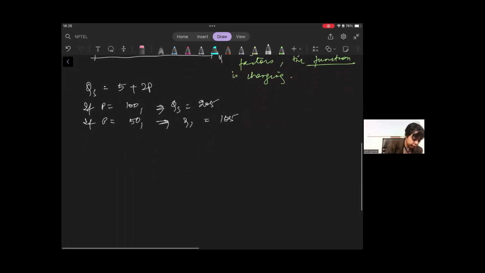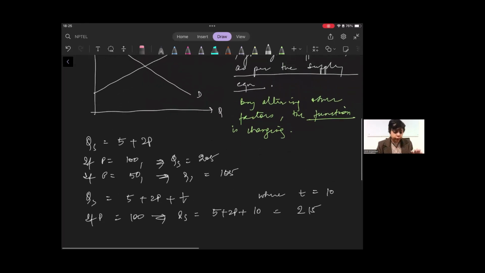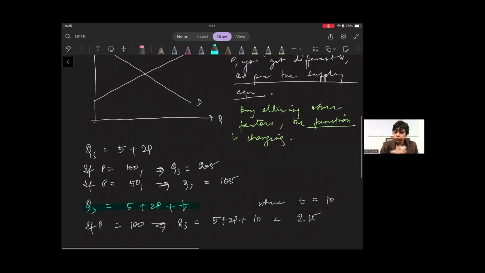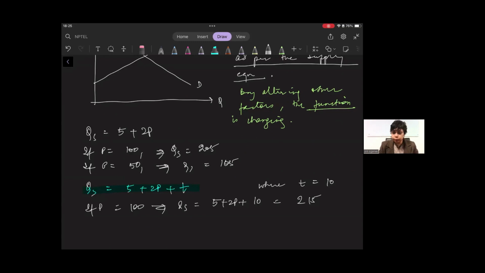Now, if I add something else to this, instead of this equation, I have 2P plus some value T, where for discussion, suppose T is equal to 10. Then, if P is equal to 100, QS is equal to 5 plus 2P plus 10, right? Is it the same? It's 215 now. So now you understand the difference between moving along the curve and shifting the curve. In this equation, we are not moving along the curve, we are shifting the curve. And how are we shifting the curve? For the same price, quantity is more, right?